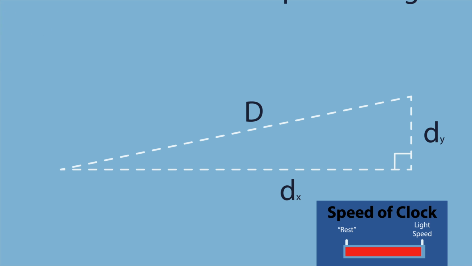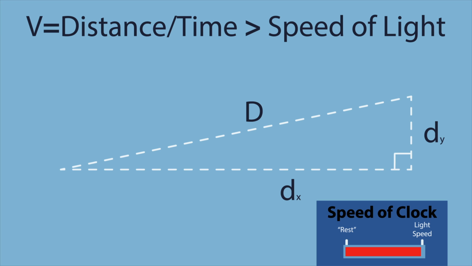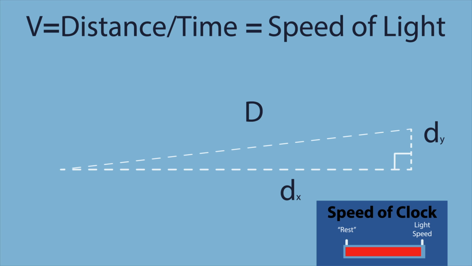Unfortunately, when you derive the velocity from the distance traveled and the time taken, it is greater than the speed of light. To fix this, we need to shorten the distance between the mirrors. The clock shrinks, which means that dy decreases, and then D becomes shorter. dy shortens until the velocity equals the speed of light. Time dilation and length contraction are both side effects of the speed of light.